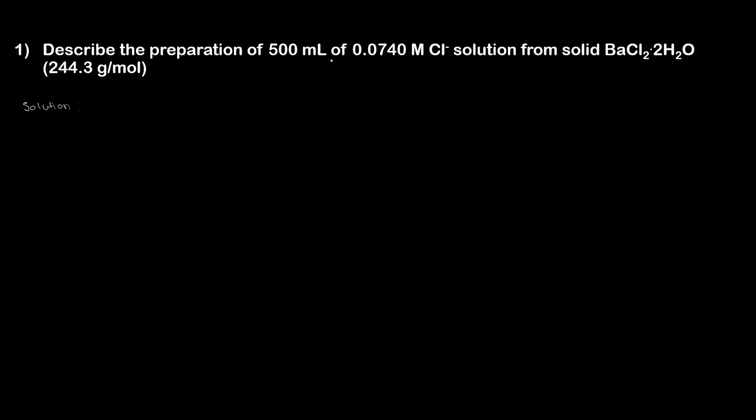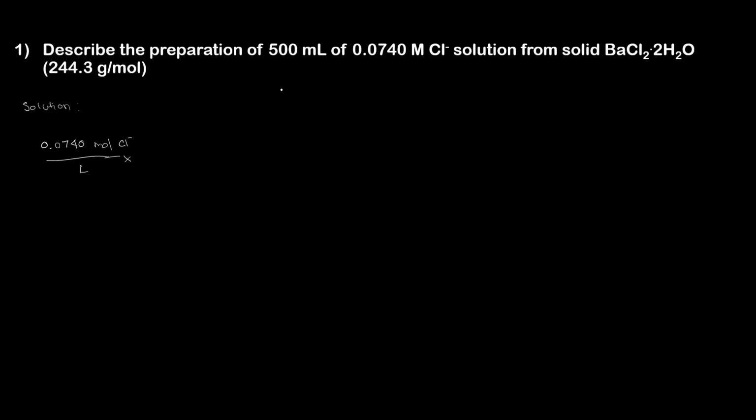So let's start from the final concentration. It says that we have 0.0740 molar chloride ions. Molar is mole per liter, right? Now, let's put chloride ion here. So this is chloride ion. Now let's use the given volume to cancel the liter, right?